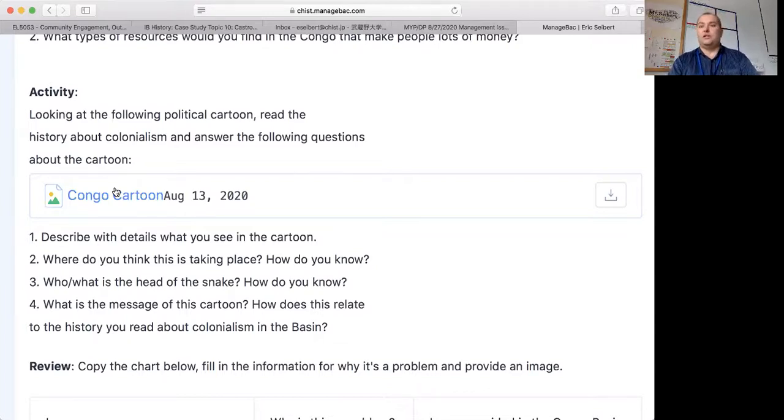So we used inquiry at the beginning, of course. Where is the Congo? Have you heard of the Congo? Just discussing what they knew about it. I showed them a map, and then I wanted them to look at some images.